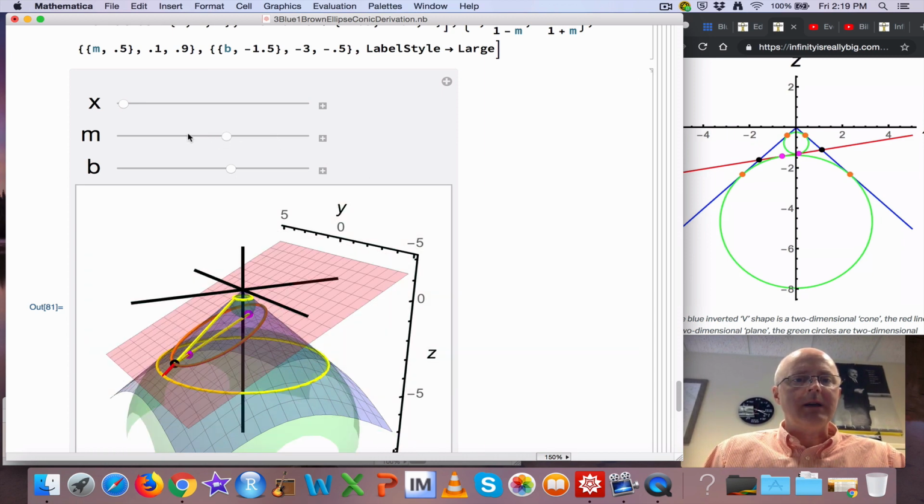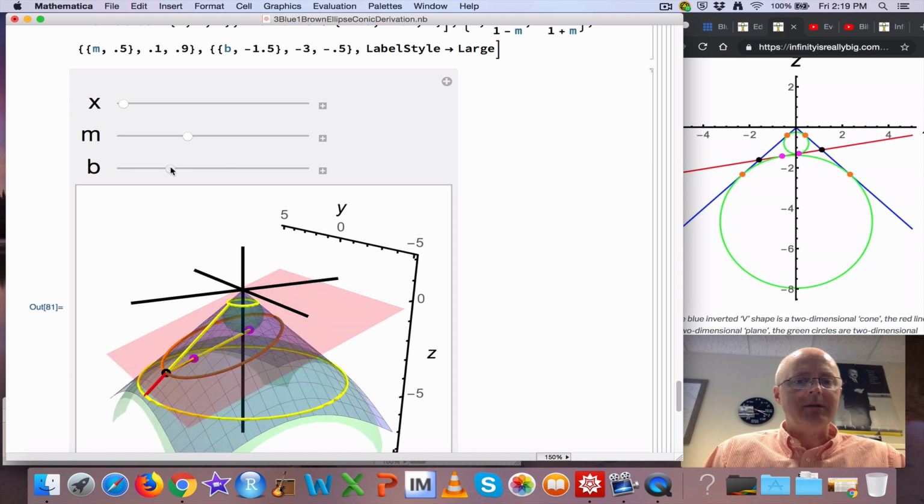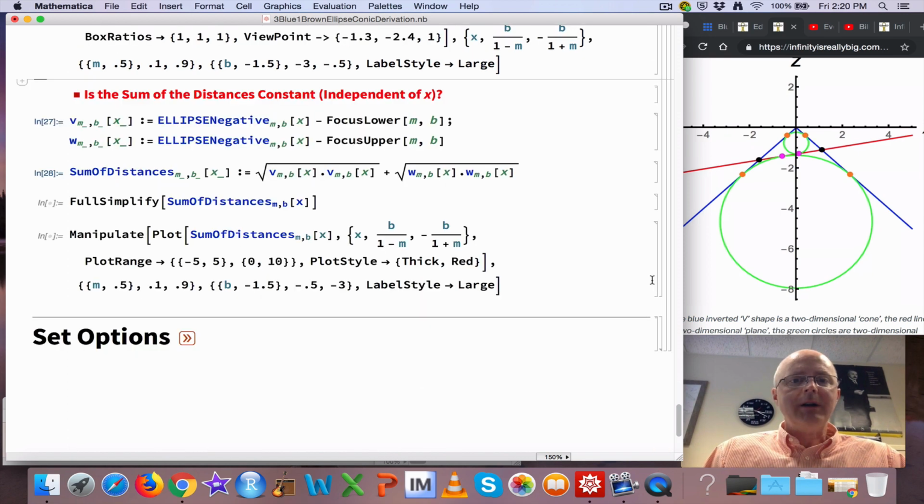Ignore any error kinds of things that come up. Okay. And again, the key conceptual insight in Grant's video is that the sum of the red and yellow distances between the foci and the black dot is constant because this yellow distance is the same as this yellow distance, this red distance is the same as this red distance, and this yellow plus this red stays constant as you go around because the distance between these yellow circles is constant. But how can you do that symbolically?